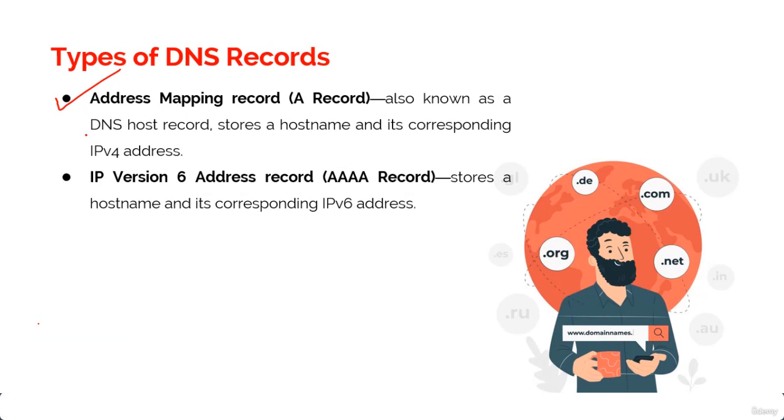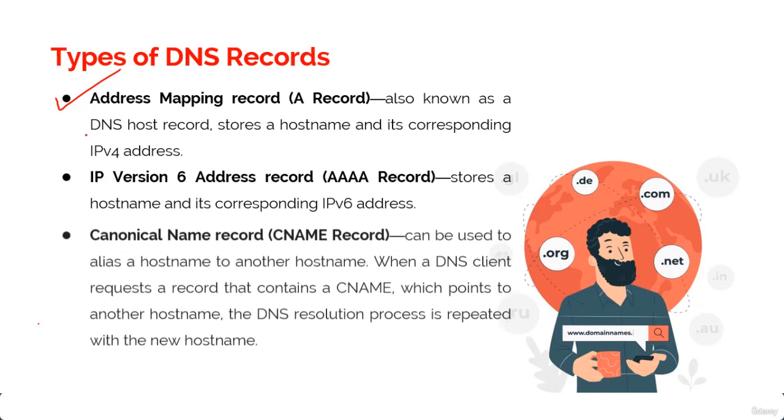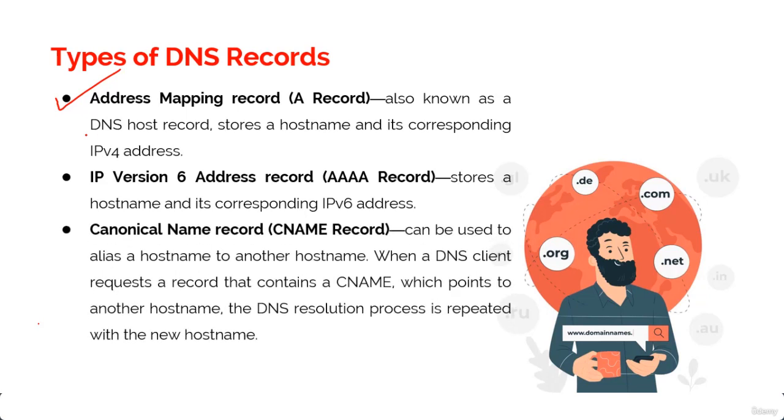But what happens if you know the IP address and then you want a host name? Well, there is a record for it too. That is a pointer record, which points back to the name.